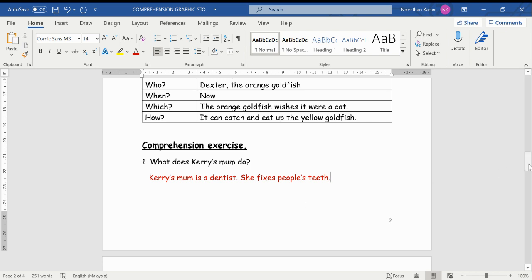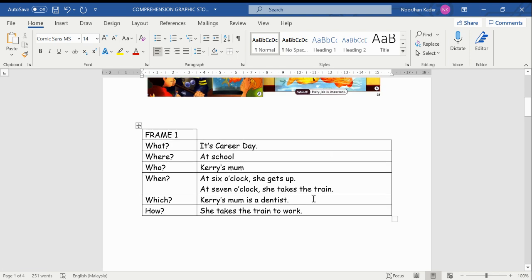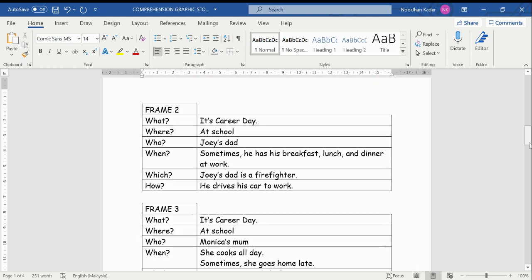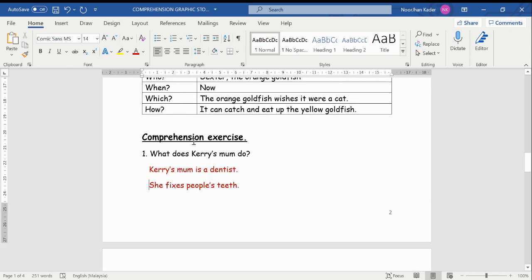Where did I get this answer? Of course it's not in the table, because not everything is in the table. The table only says Carrie's mom is a dentist, but the explanation is in the introduction of the first frame, where you can see it is career day at school. Carrie's mom is a dentist. She fixes people's teeth. So from here we get the answer to what she does. From the introduction: Carrie's mom is a dentist. She fixes people's teeth.